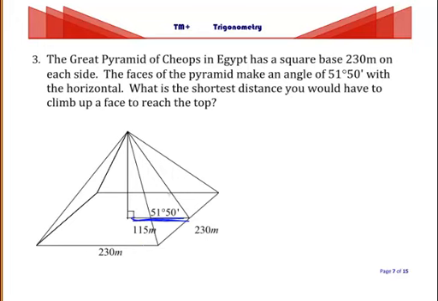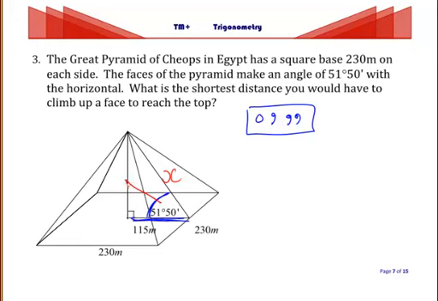The one thing you may not have seen yet is 51 degrees 50 minutes, and if you look on your calculator you should see a little button that looks like this. That's how you enter the degrees and minutes. Angles are actually in degrees, minutes and seconds, and if you go into the next level mathematics, you will encounter degrees, minutes and seconds more. So let's label. What are we trying to find? What is the shortest distance you have to climb up the face to reach the top? Well, that would be that X there.